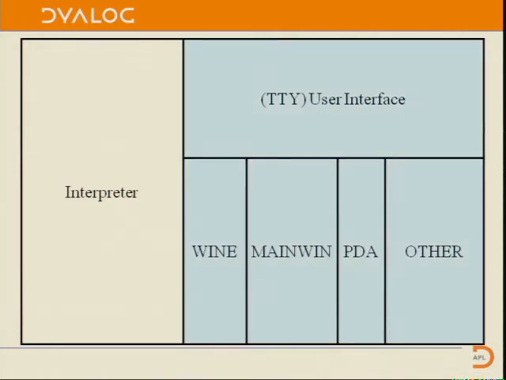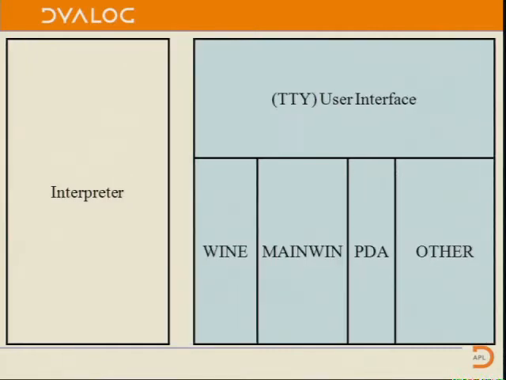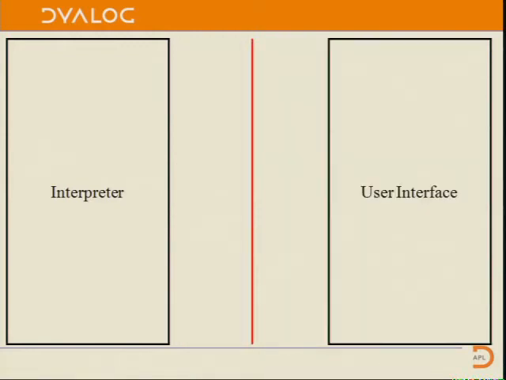So really what we want to do is take this user interface stuff and separate it, move it away from the interpreter in our code base, first of all, and also perhaps in your experience as well when you use the interpreter. We want to put some sort of partition between these things so that we can develop them independently.